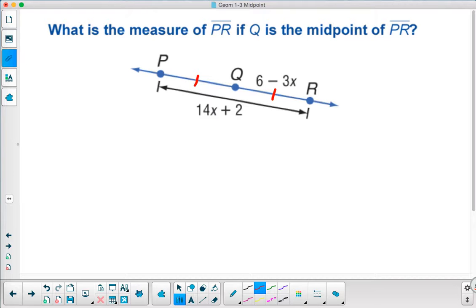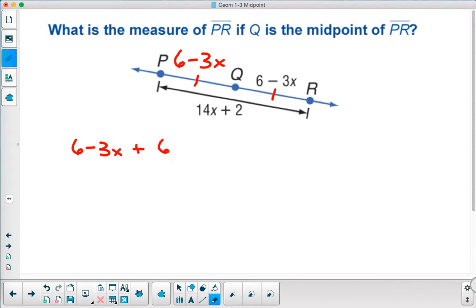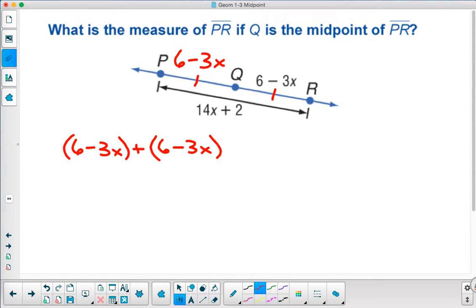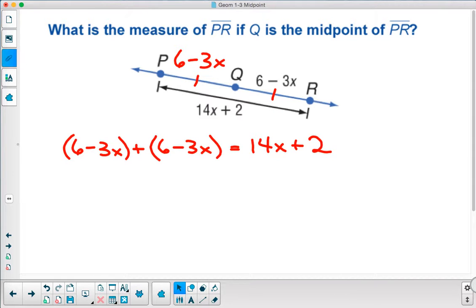So you cannot put 14x plus 2 equals 6 minus 3x. That's not going to work. You could do it the way that the solution is showing, or maybe you're thinking, okay, if that one's 6x minus 3, this one's also 6x minus 3. So you could do 6x minus 3 plus another 6x minus 3. I wrote it right but said it wrong. And that has to equal 14x plus 2. That would be another way to set the problem up and solve it, combine like terms and finish solving.